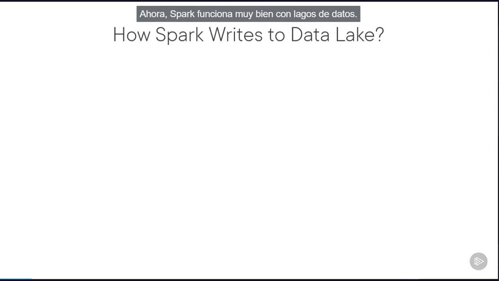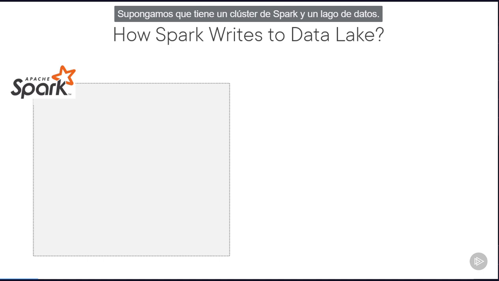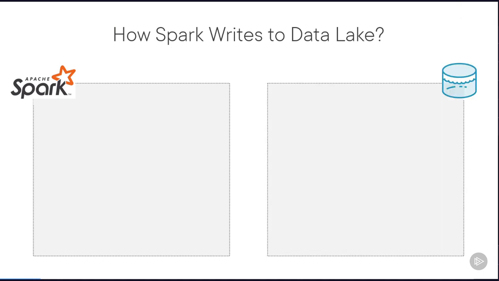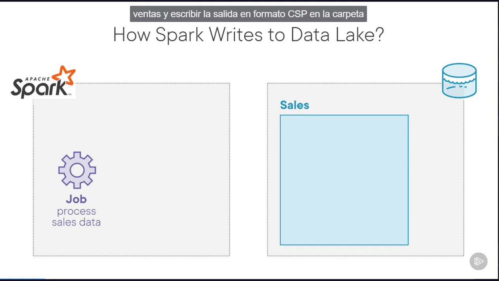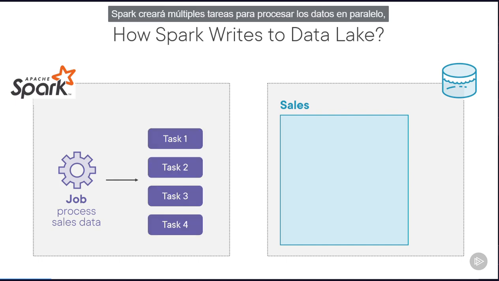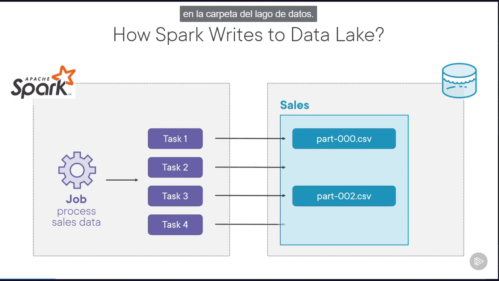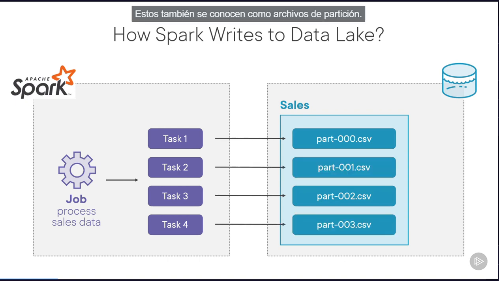Now Spark works very well with data lakes. So let's see how it writes the data to a data lake. Let's say you have a Spark cluster and a data lake. Now you want to run a job to process sales data and write the output in CSV format to the sales folder in the data lake. To do that, Spark will create multiple tasks to process the data in parallel. And these tasks will write the files in the data lake folder in parallel. These are also known as partition files. So the final output is stored in these multiple files.